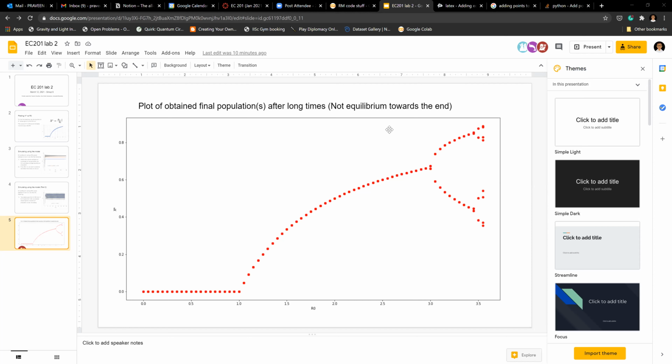Excellent. So this diagram shows that between 0 and 1, there is a stable equilibrium of extinction. All of you agree with that? Between 1 and 3, there is a stable finite equilibrium, and that is given by (R0 minus 1) divided by R0, right? And between 3 and 3.45, you will find this 2-cycle, oscillations between 2 values. At 3.45, you will begin to see jumping between 4 values.